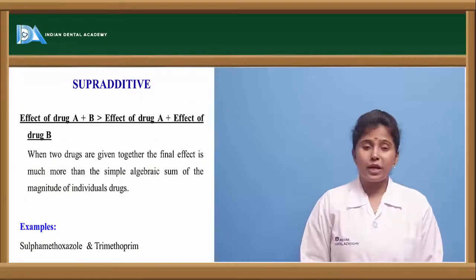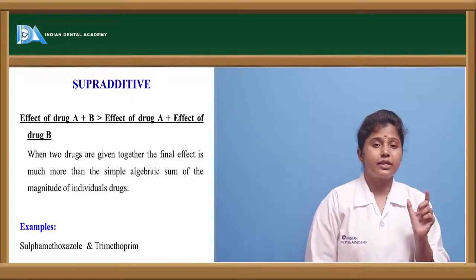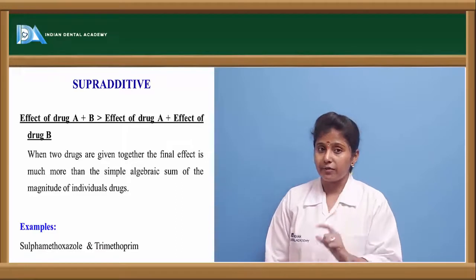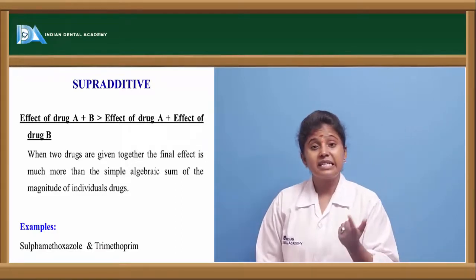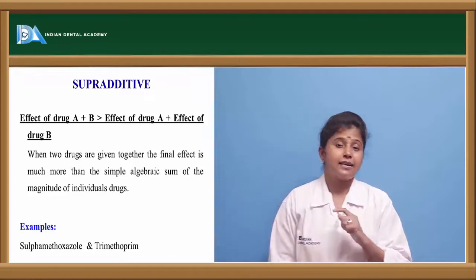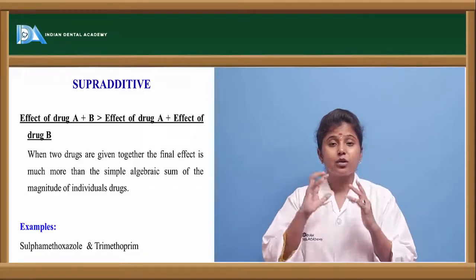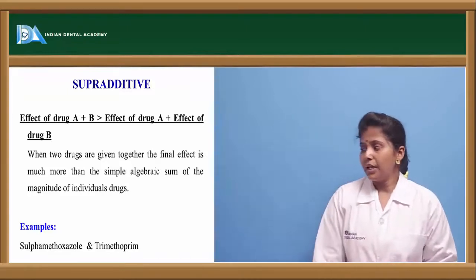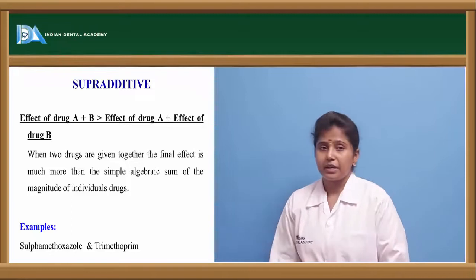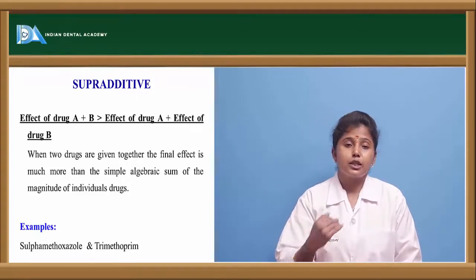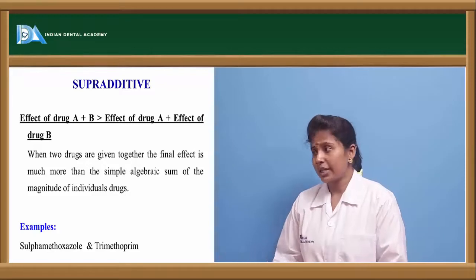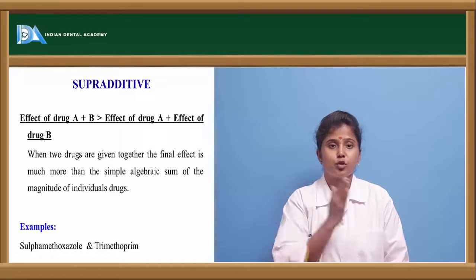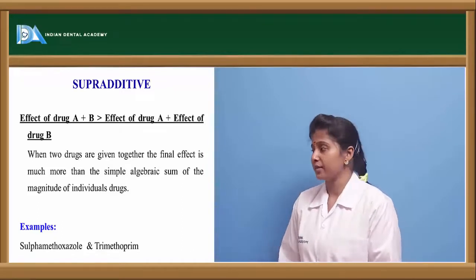And let us see the supra-additive effect. In the additive effect, we saw the effect of A plus B is equal to the effect of A plus the effect of B. But here the effect of A plus B is greater than the effect of A and the effect of B. So here a greater effect is shown if we combine the two drugs. If we take the example of sulfamethoxazole and trimethoprim, when these two drugs are mixed, they show more action than what they have to show. So that is called supra-additive. Supra, more than the addition. More than the addition, the effect is observed.